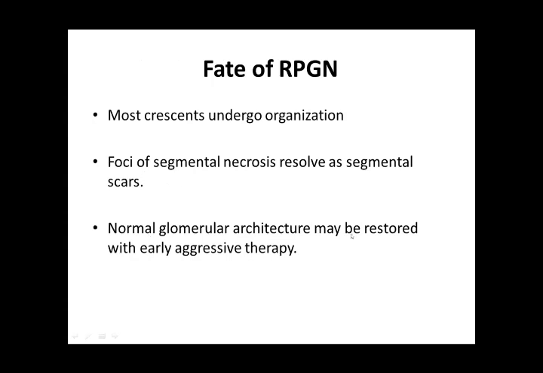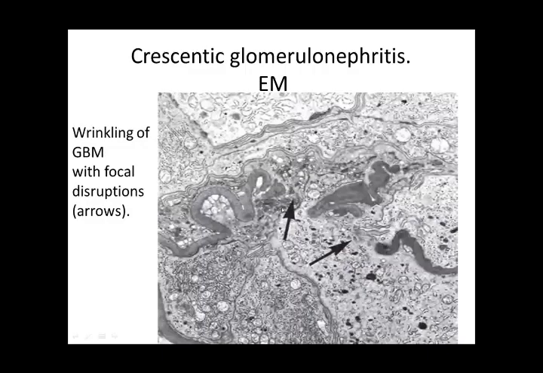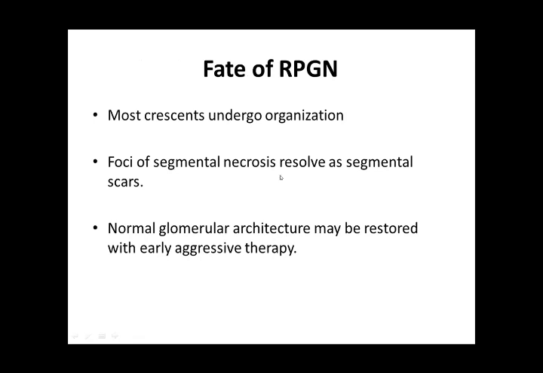Normal glomerular architecture may be restored with early aggressive therapy if the scar has not been made. Before the scar comes in, and there is still just rupture of the glomerular basement membrane and leakage of so many leukocytes and plasma proteins, if at this stage we treat the patient, we can reverse the disease. But if scars are formed and organization has happened, then the patient has lost that nephron.